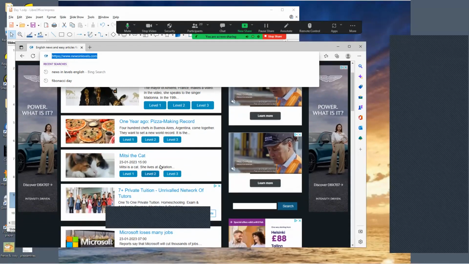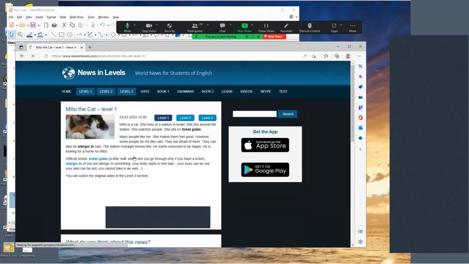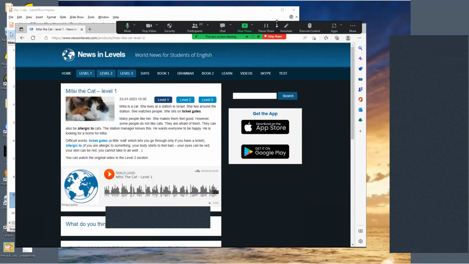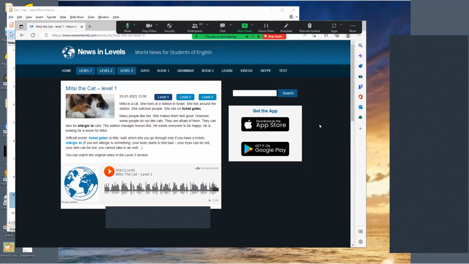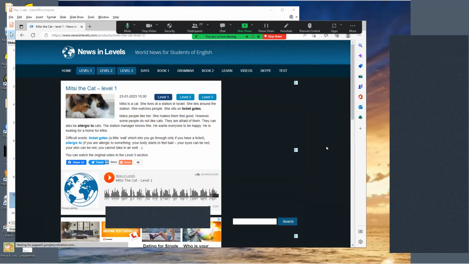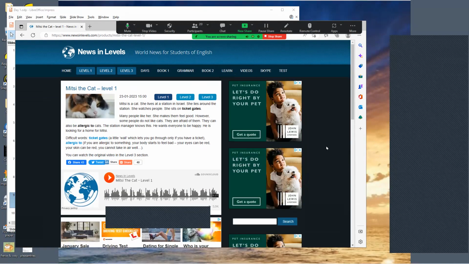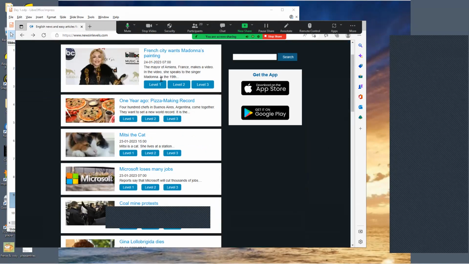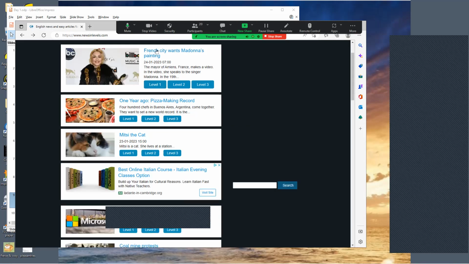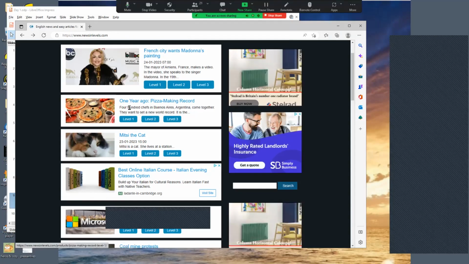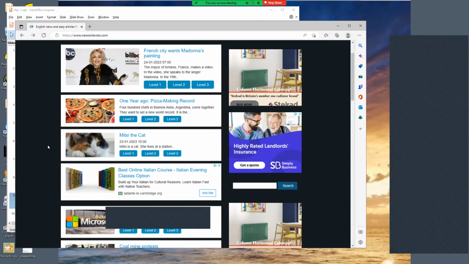The wonderful thing about News in Levels is that they give you essentially an overview of English grammar and the development of English grammar. So each of these, as you see, are individual news articles. Very short, very useful. And there's thousands of them. They are very, very brief. Let's look at Mitzi the cat for a second.